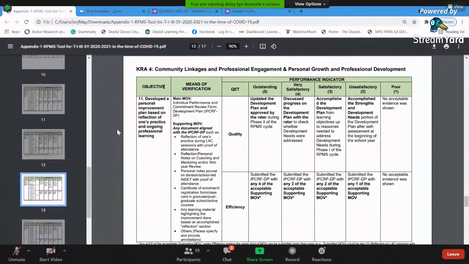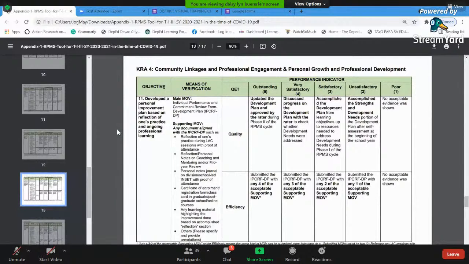Supporting MOVs: any document aligned with the IPCRF development, such as number 1, reflection of one's practice during LAC session with proof of attendance. Now teachers, whenever we attend LAC sessions, webinars, and the like, at the end, after we get home, we make a reflection or insight of what we have learned or what we have assimilated from the LAC session.